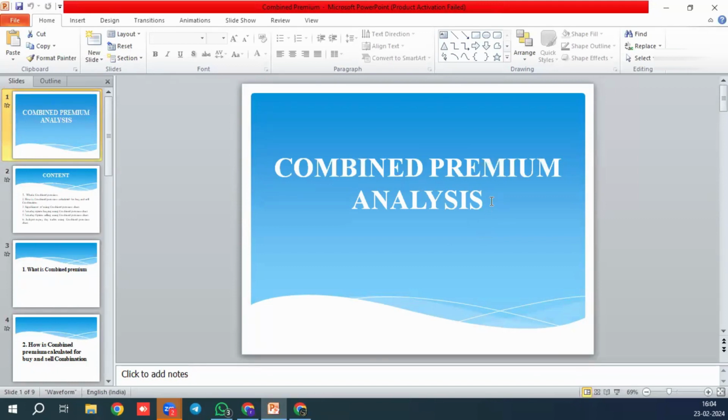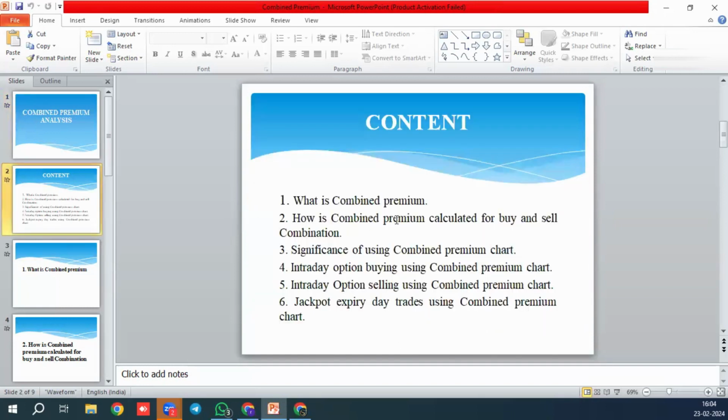Mostly I use this only for option selling, but it can be used for option buying as well. I will tell you a few patterns and strategies, and you can improve those strategies as per your own strategy and your experience. I'm just going to give you a base idea of what combined premium is, how it is derived, how the combined premium is calculated for buy and sell combinations, and the significance. We will see the use of the combined premium chart, an intraday option buying strategy using combined premium, and an option selling strategy using the combined premium chart.